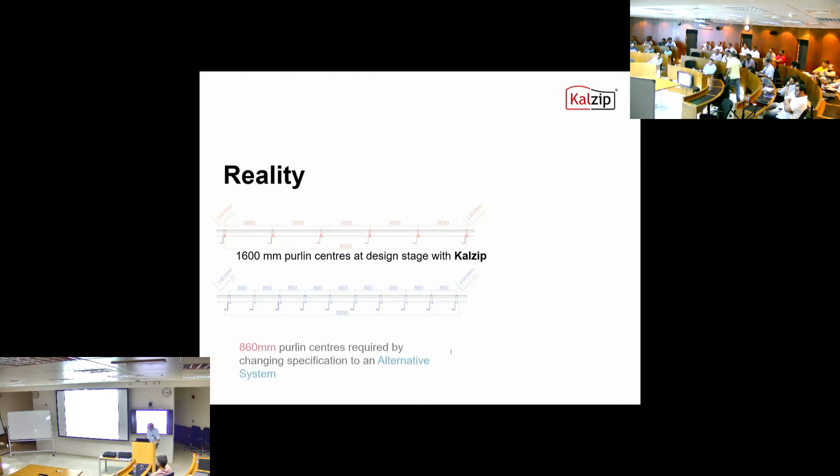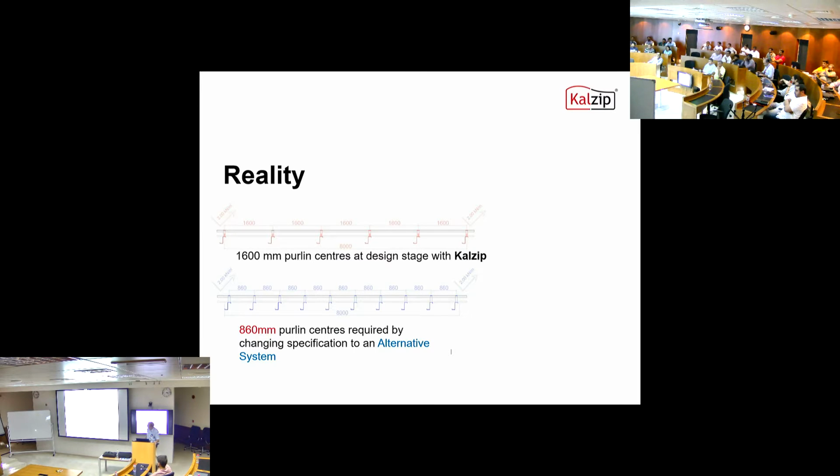I don't think that's come out particularly well, but what this is showing here is the Calzip span. It's 1.6 metres, 1600 millimetres, and the competition have to install their clips at 860 millimetre centres. You can see the design capacity of our system is considerably greater.